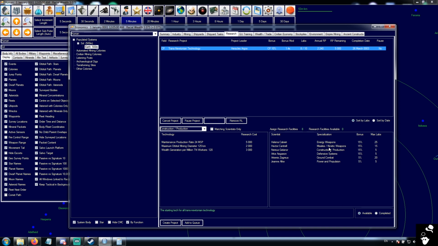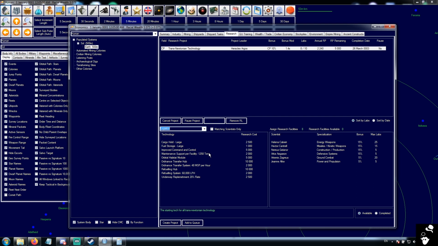Now, problem is, you might not have a scientist with the correct specialization. That sucks, I know. We have a couple of categories. For example, we do not have a logistics scientist. We got 2 construction, we got a power, we got a ground combat, we got a defensive systems, we got missiles kinetics, we got an anti weapon scientist. We don't have a logistics guy. We just don't. Over time, we might get one, but right now, we don't.